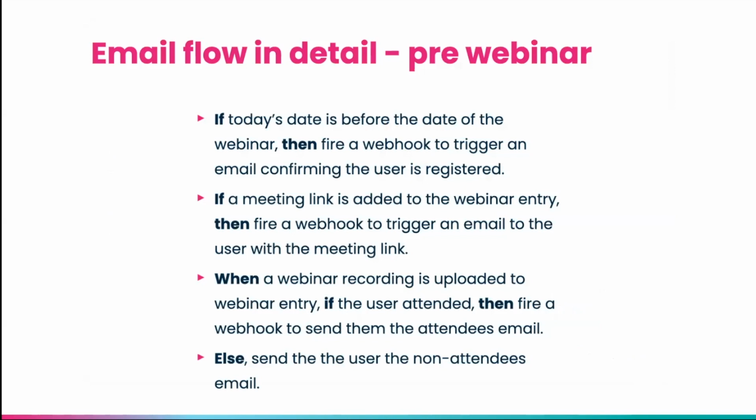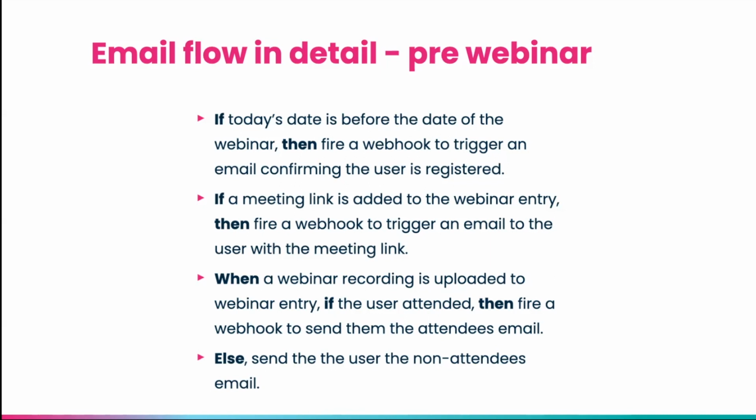So that's quite a big diagram. It's hard to get the detail on screen. So I thought I'd just provide a quick breakdown of what it actually says on there. So it goes off into two main branches once someone's signed up. So before a webinar, if today's date is before the date of the webinar, then we fire a webhook to trigger an email confirming the user is registered. We check if a meeting link is added to the webinar entry I showed you earlier.